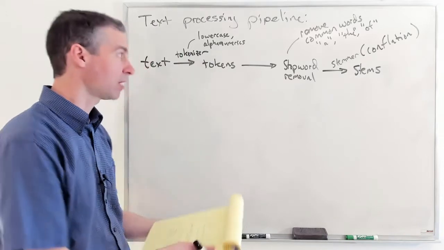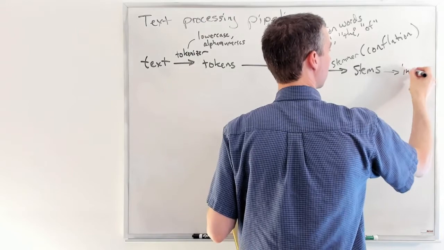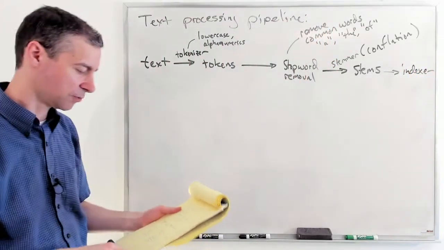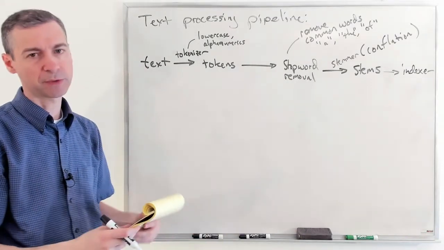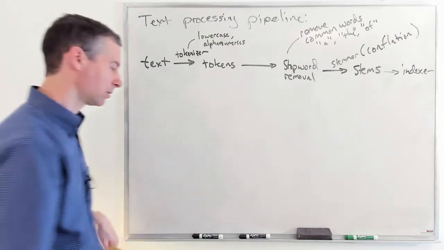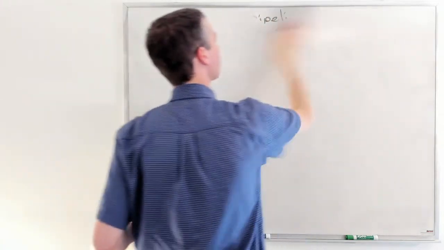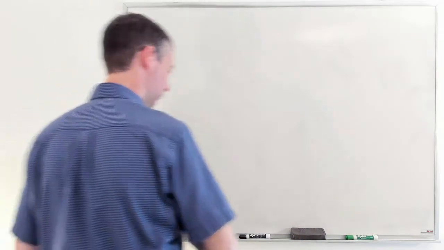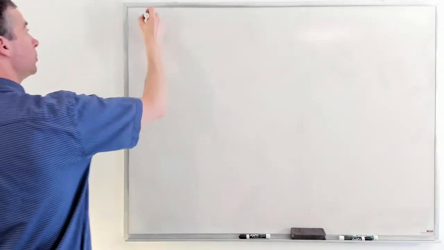And then the final result heads off to our indexer, the thing that's going to build the index for our system. The primary purpose of the index is to speed up the running of the ranking algorithms. All right, so that's the basic pipeline. Let's take a look in more detail at stopword removal.